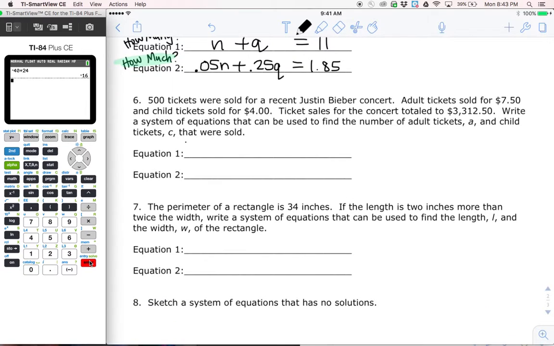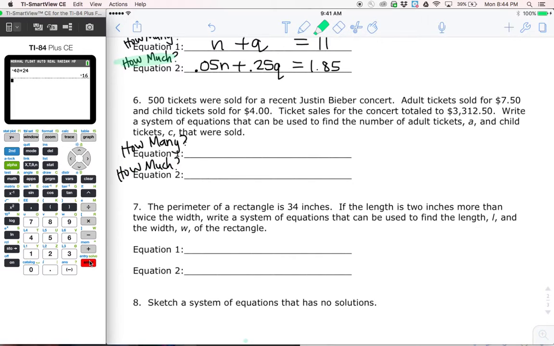All right, problem 6 is very similar. Here we go. We've got a money problem. So we're going to say how many and how much. Takes me about 20 seconds to write this out, but it's so helpful. All right, 500 tickets were sold for a Justin Bieber concert. Adult tickets were $7.50 and child tickets were $4. Ticket sales for the concert totaled to $3,312.50. Write a system of equations that can be used to find the number of adult tickets A and child tickets C. If you guys will read that last sentence on the retest, it'll tell you what variables to use, which I think makes it a little bit easier.